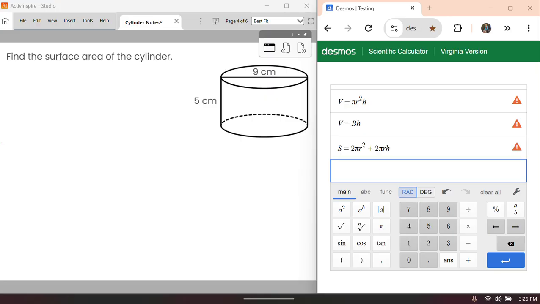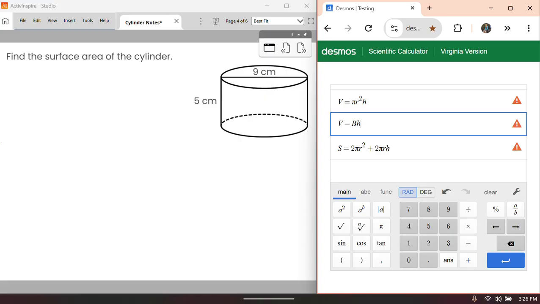Okay, ta-da! Got them all in. So I put in both formulas for volume because we're going to end up comparing those while we're doing these problems. And then I put in the one formula for surface area. You'll notice that I only typed S instead of SA because Desmos does not like having those two capital letters next to each other. So here's my formulas.